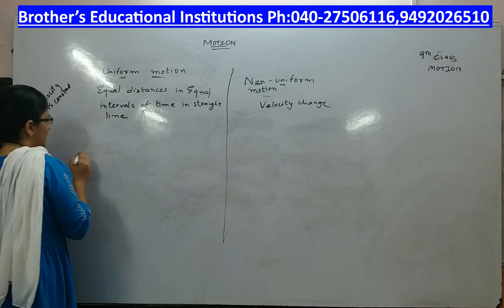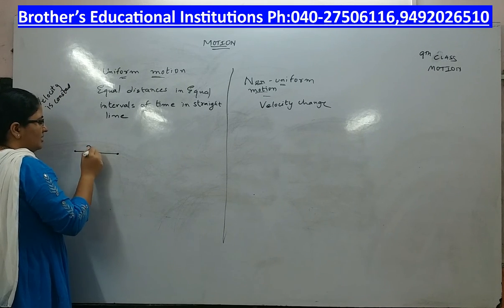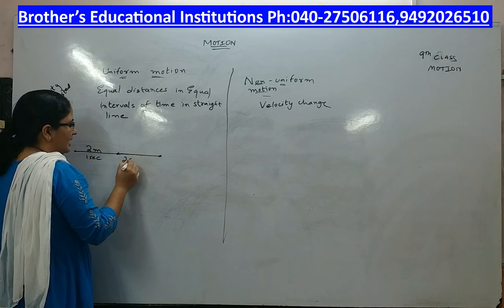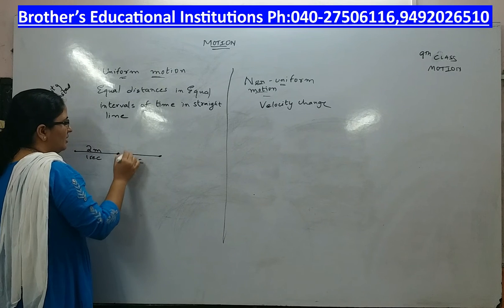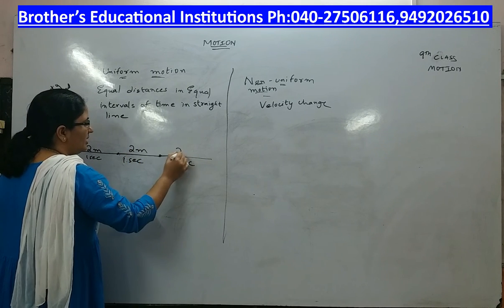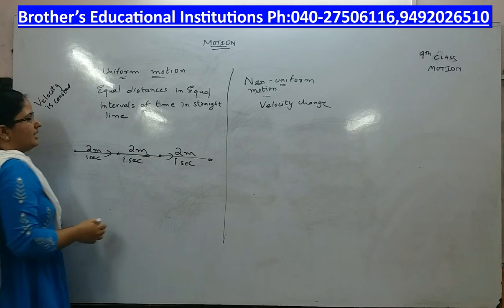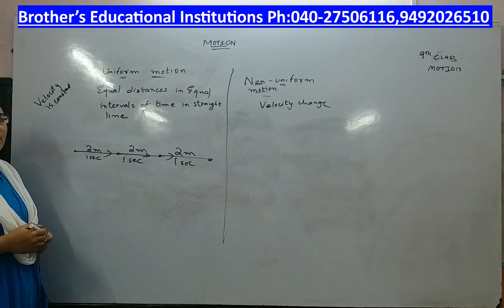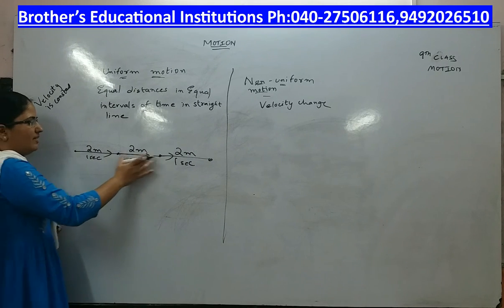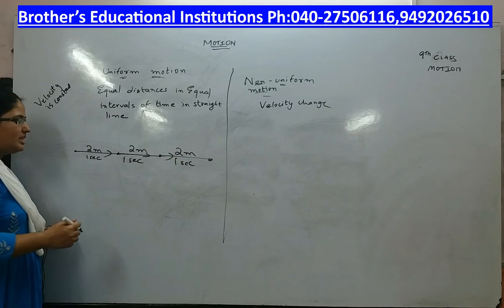Let us imagine that a cycle is moving in a straight line such that per second it is covering 2 meters. First second 2 meters, next second 2 meters, third second also it is traveling 2 meters in the straight line direction. Then this is said to be uniform motion. If it covers equal distances in equal intervals of time in a straight line, then it is said to be uniform motion.